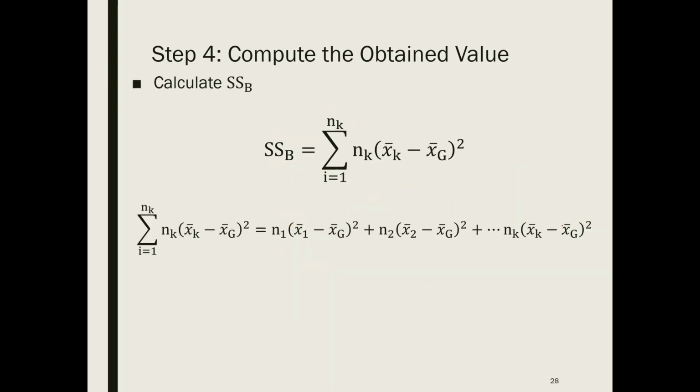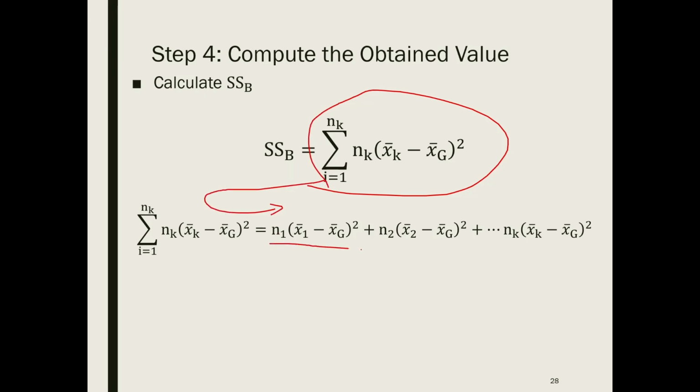So the SSB, the between group, will look like this. That's the number of cases in sample one, using the mean of sample one minus the grand mean, and the number of cases in sample 2 multiplied by the mean of sample 2 minus the grand mean, and so on.